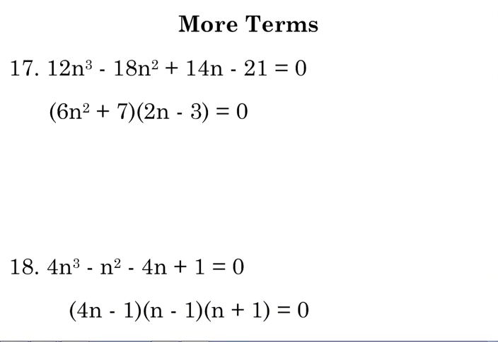So 17 and 18, what method did we say we used to factor that? Grouping. Okay, when we had 4 terms, we factored by grouping. So again, I already have the factored form there, so we're just going to take our factors and set them equal to 0.